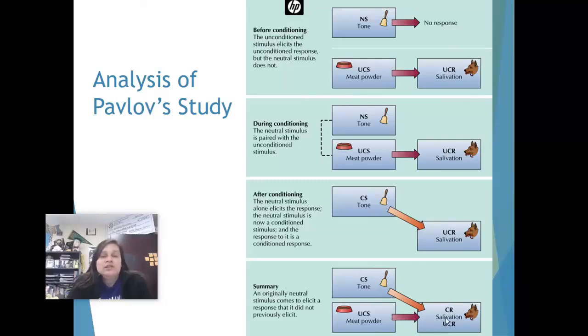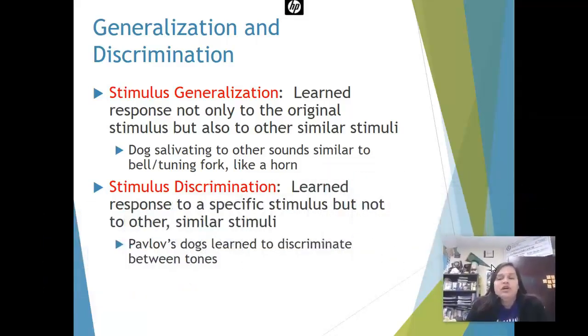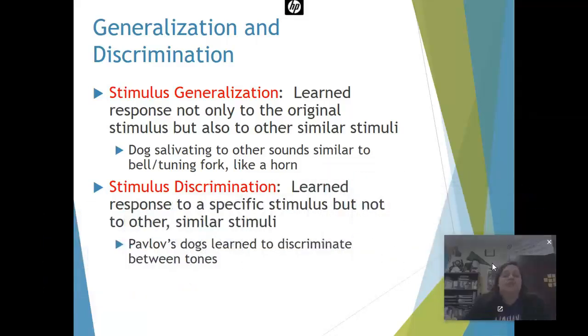Once the dog is salivating to the bell, he has reached the stage we know as acquisition. And if he were to stop pairing those together, then extinction could occur. And if the behavior came back, then we know that that is spontaneous recovery. Pavlov experimented further with stimulus generalization and stimulus discrimination.